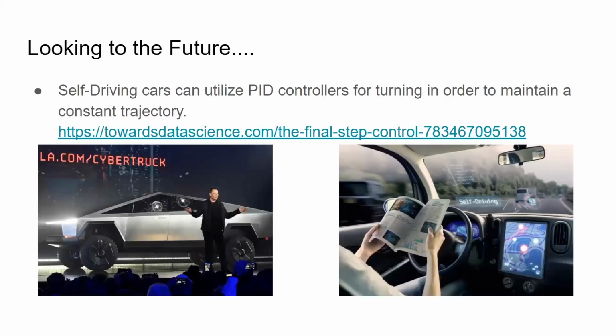So looking to the future, we're looking at ways that PID controllers can be implemented in future technologies. The first and foremost example that we're looking at is self-driving and autonomous cars. The example that this link had was self-driving cars and turning. So using PIDs to make sure that the car would maintain a constant trajectory while turning, making for a smoother ride for the passengers, is something that self-driving cars are aiming for, to make sure that it is a good, safe experience for the passengers. And the PID controllers would help achieve that goal.